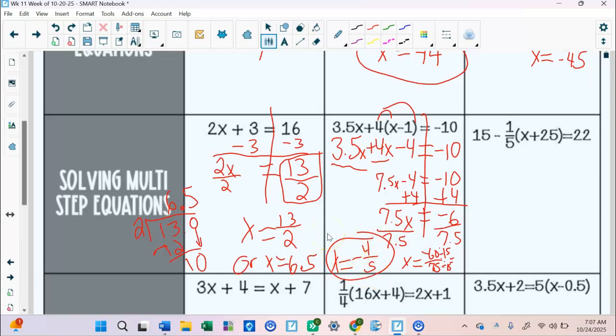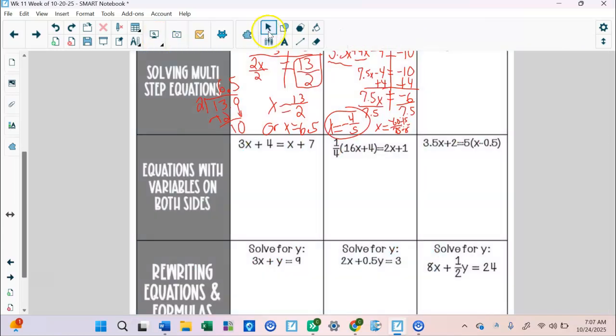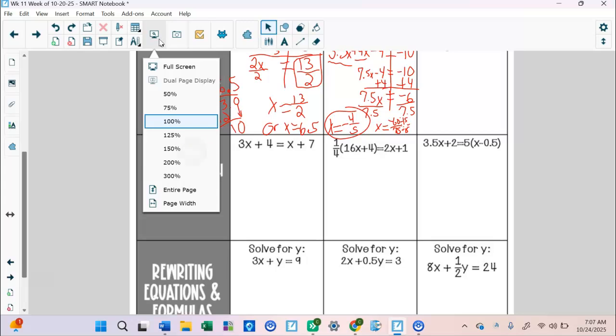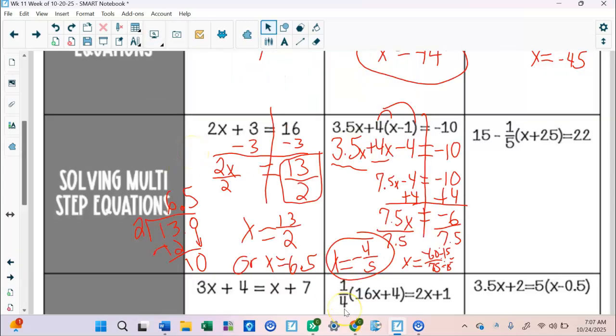Oh man, I gotta zoom out and zoom back in. I don't like it turning gray. Okay. Oh no, we got a fraction. We got this. Okay, so 15.